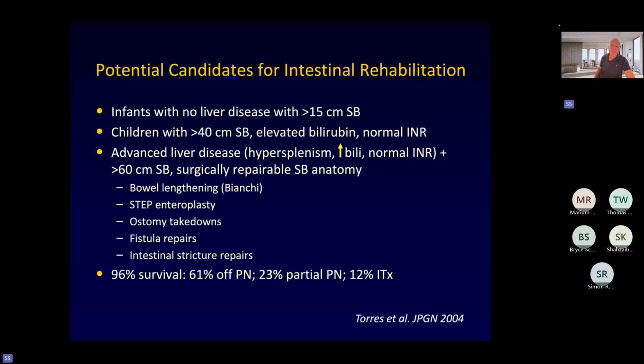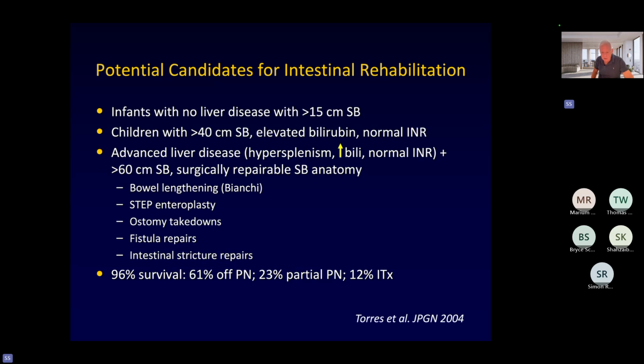So who are the potential candidates for intestinal rehab? Infants with no liver disease who have more than 15 centimeters of small bowel, children with greater than 40 centimeters of small bowel, even if they have hyperbilirubinemia, as long as they have a normal INR. Patients with advanced liver disease, but a surgically repairable small bowel anatomy. And again, there can be a number of procedures that one can entertain.